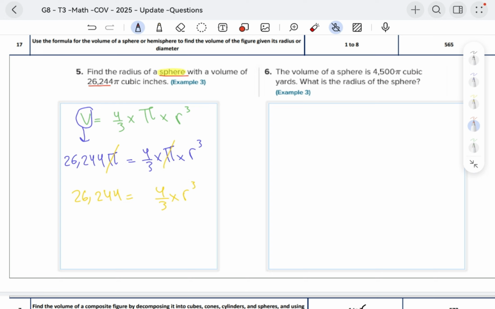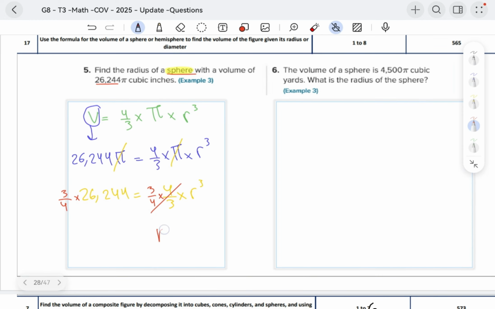To solve this equation and find the value for r, we have to isolate the variable. To do that, we have to get rid of the fraction. And so we're going to multiply by the reciprocal. The reciprocal for 4 out of 3 is 3 out of 4. And whatever we do for one side, we have to do the same for the other side.